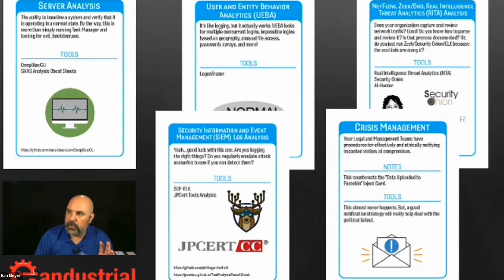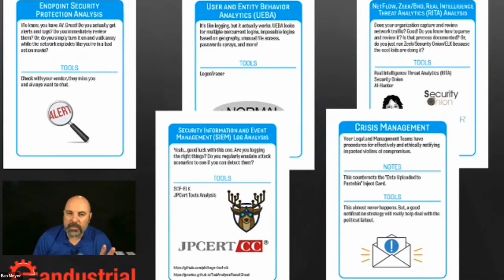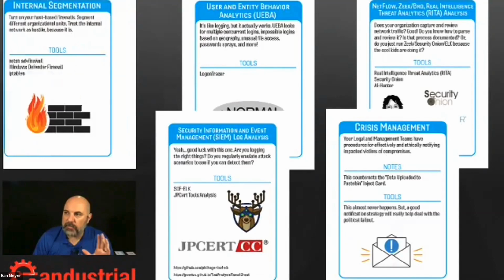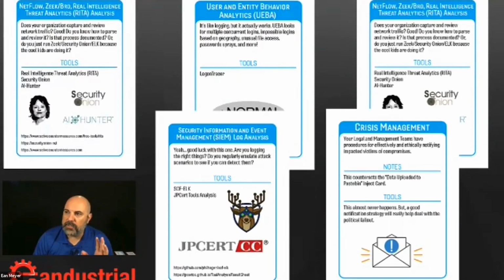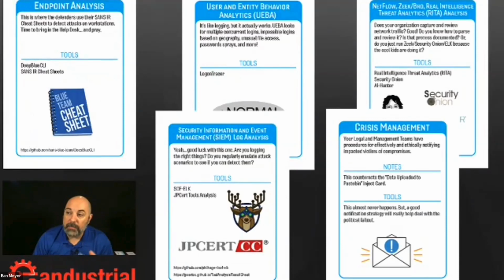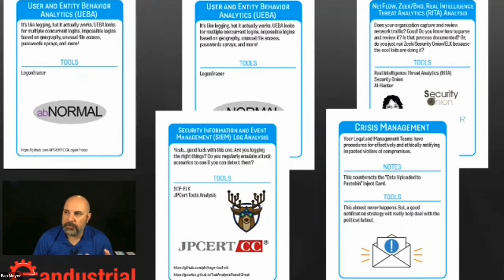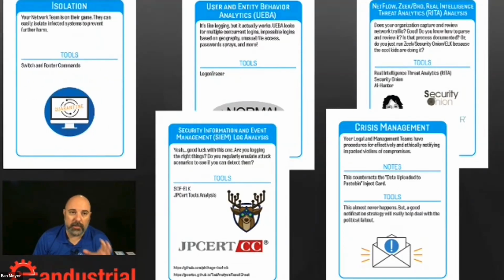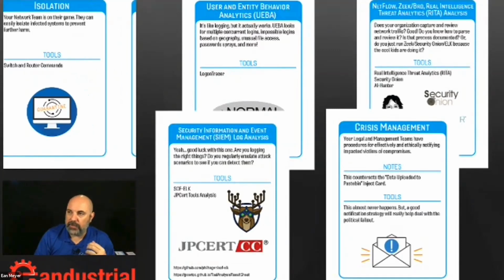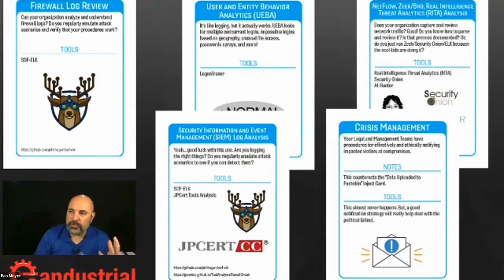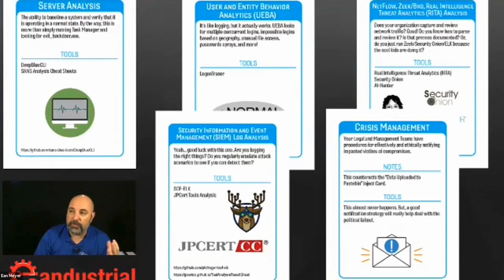Server analysis, endpoint security protection analysis, internal segmentation. We already have SIM, we already have crisis management, we already have that one. Endpoint analysis, actually reviewing the endpoint in a digital forensics type way to see what we can see has happened on the box. We talked about that one. Isolation, going through and deploying isolation, getting systems off the network that potentially have an issue. Firewall log review, pretty straightforward, but actually looking at what connections have come through a firewall, and we're back to server analysis. So those are some of the other procedures you can pull from.